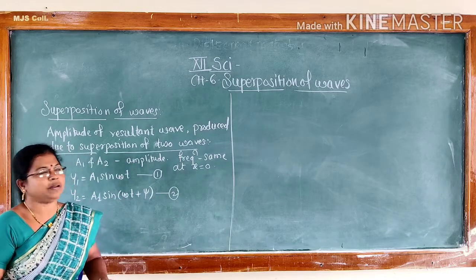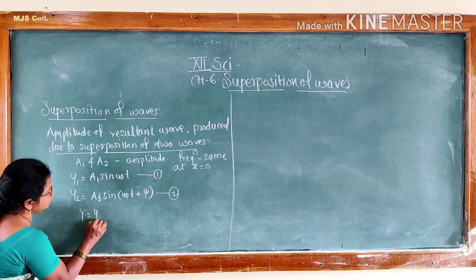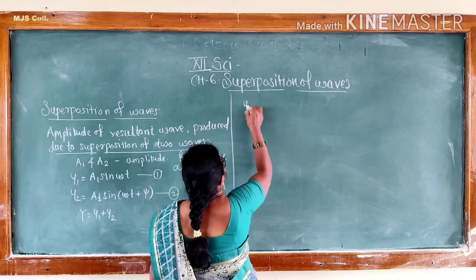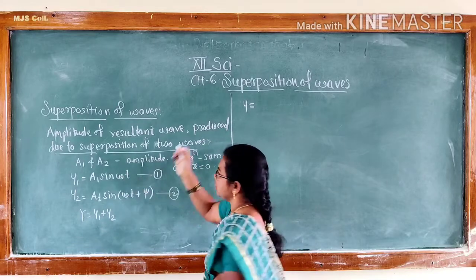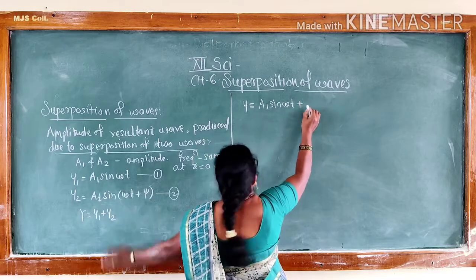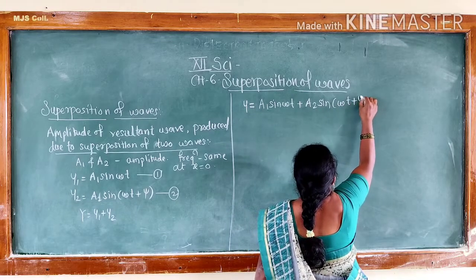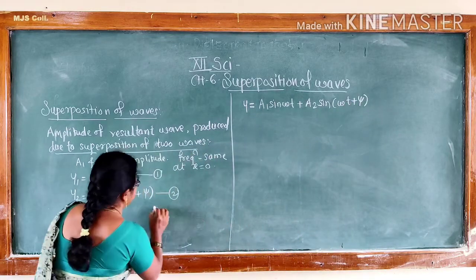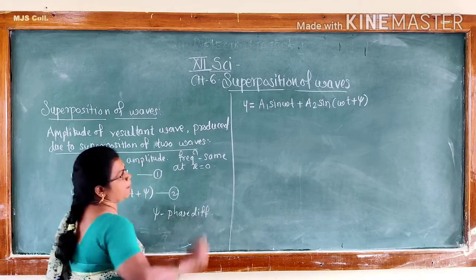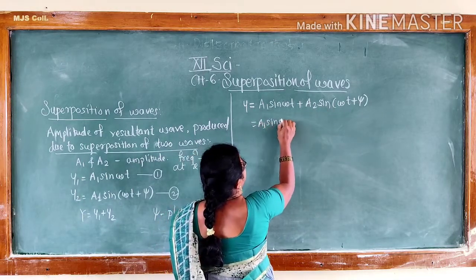So what is the resultant displacement? By using superposition of waves, the resultant displacement y is equal to y1 plus y2. By adding these two equations, y is equal to A1 sin(omega t) plus A2 sin(omega t plus psi), since psi is the phase difference.